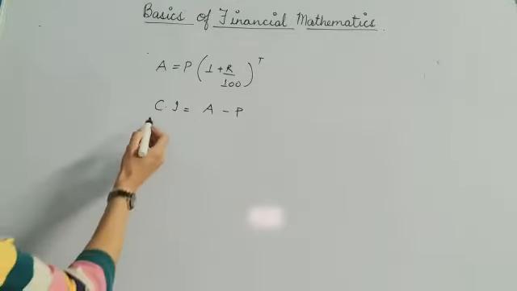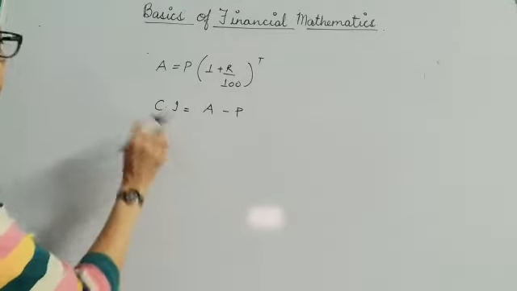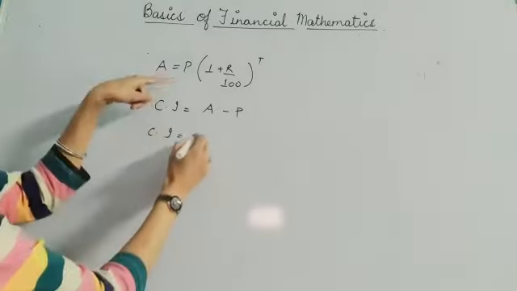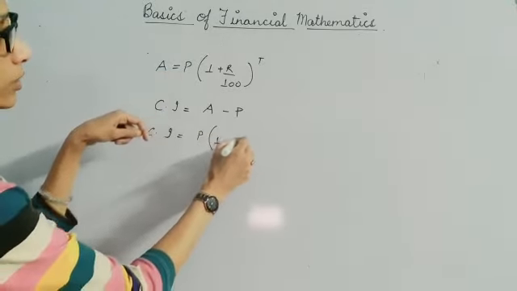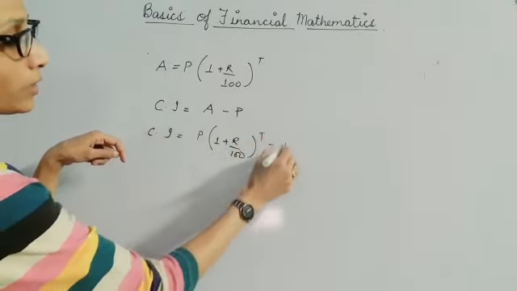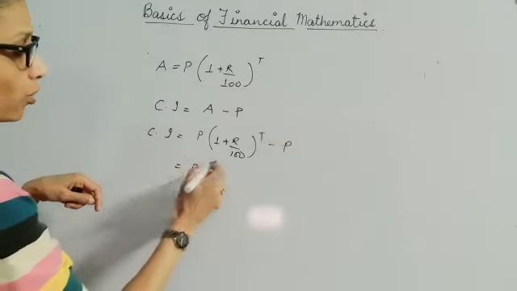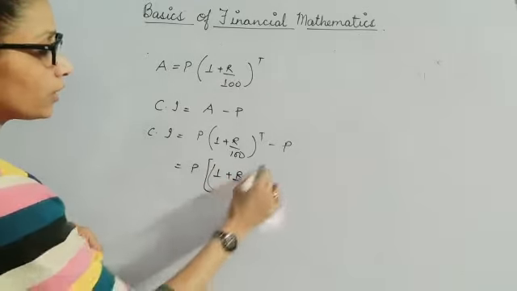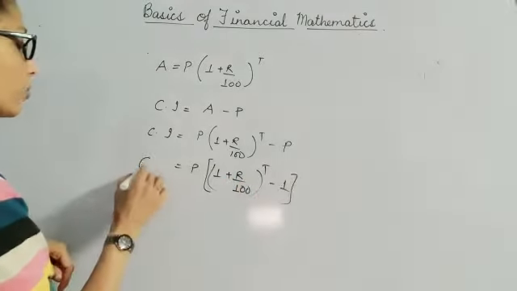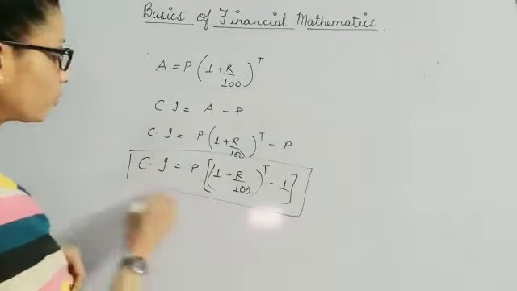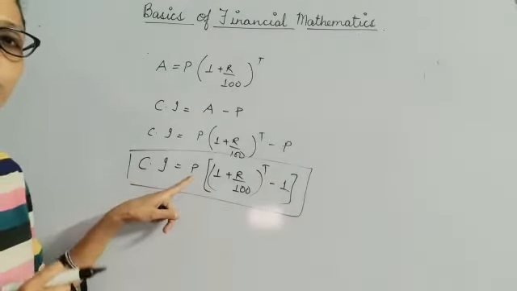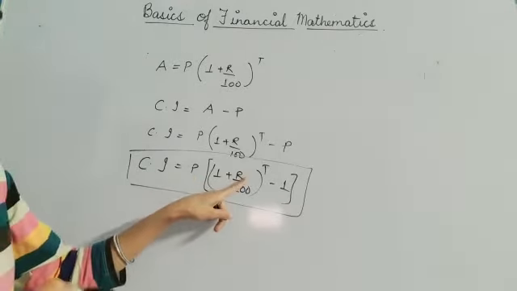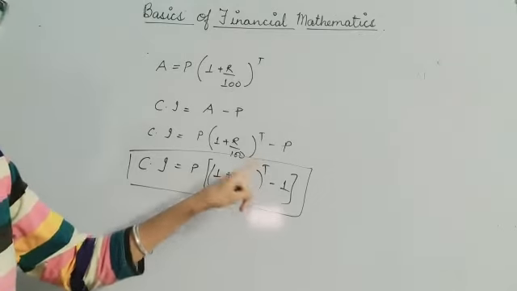Now if you want to directly apply the compound interest formula, it will be like this. If you put A equal to P (1 plus R by 100) raised to power T minus P, then I can take P out common and get P [(1 plus R by 100) raised to power T minus 1]. So this is the direct formula to find out compound interest, where P is the original amount which you are borrowing or lending to somebody, R is the rate of interest at which you are giving the money, T is the time period.